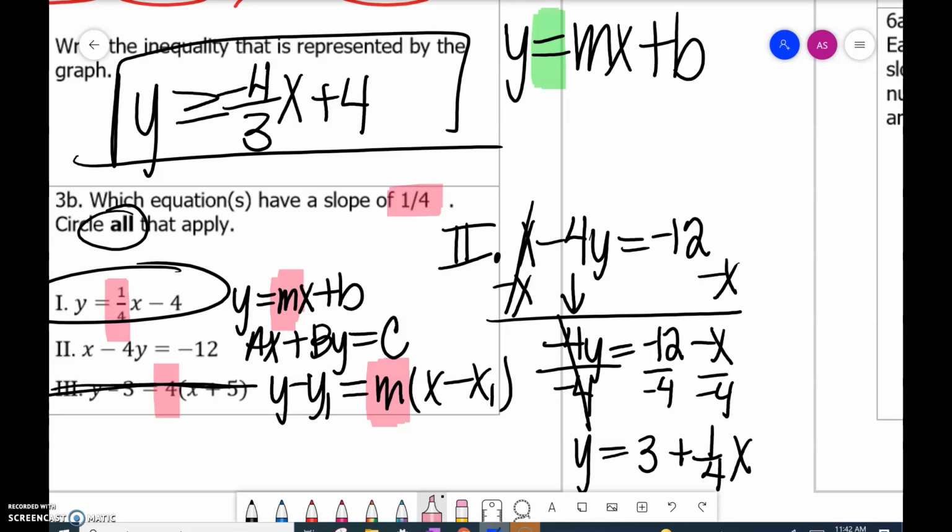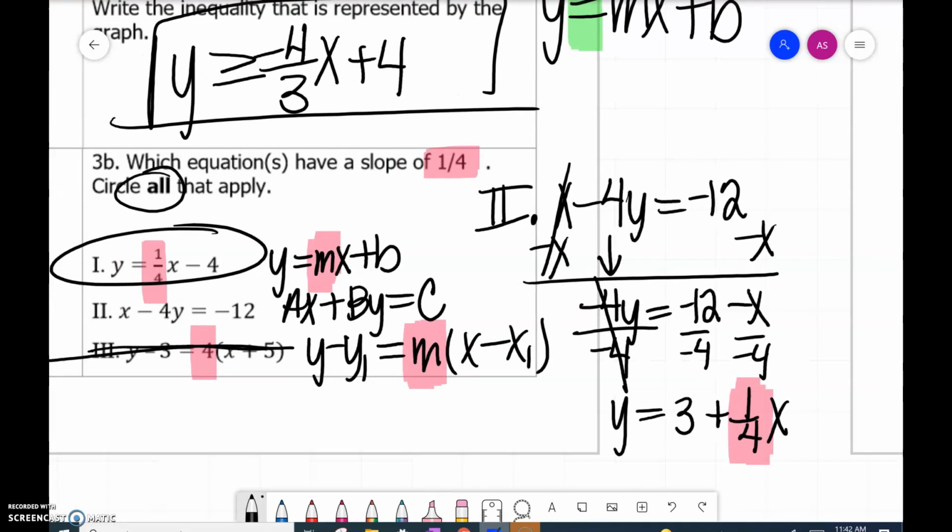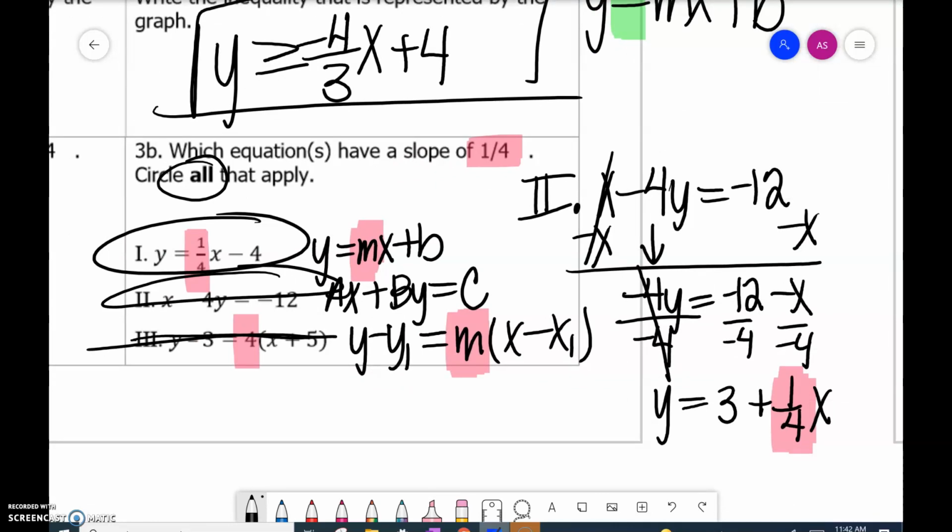So now that it's in slope-intercept form, I know that the slope is my coefficient before my x, which is 1/4. So I can also say that option 2 is part of my answer. So my answer here is equation 1 and equation 2.